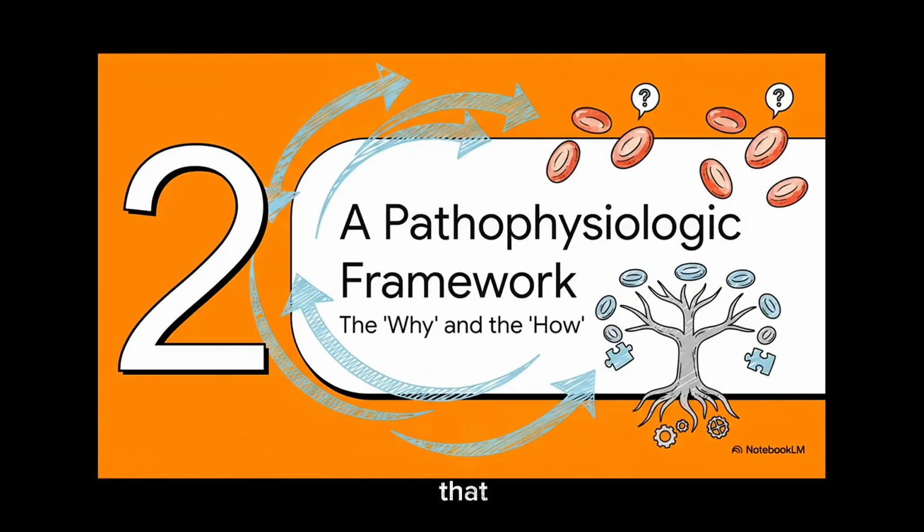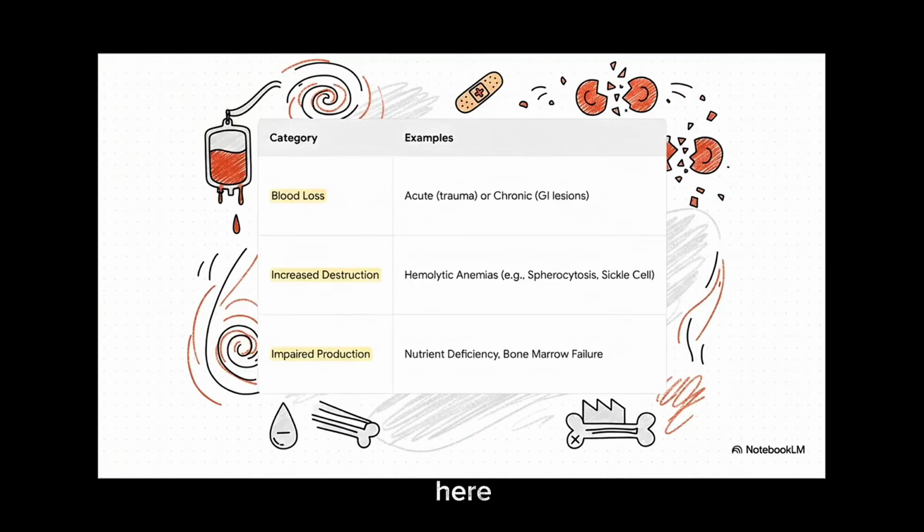So to figure out that why, you can't just guess. You need a system, right? A framework that lets you approach any case of anemia logically. This is all about getting to the root cause, the actual mechanism that's gone wrong. And here it is. It's actually kind of beautiful how simple it is. Pretty much every single type of anemia you'll ever encounter boils down to one of these three main problems.